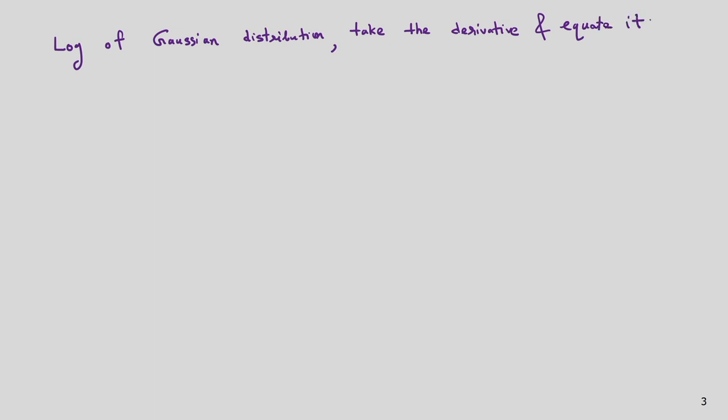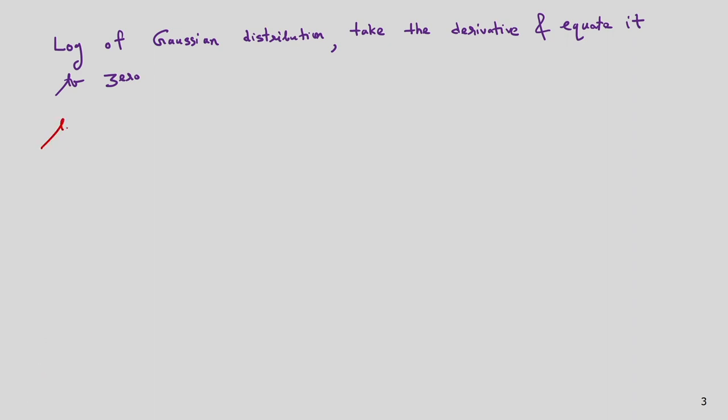So what I need to consider is the log of the Gaussian distribution. First I have to take this, after this take the derivative and equate it to 0. After this I will be getting the values of the parameters.